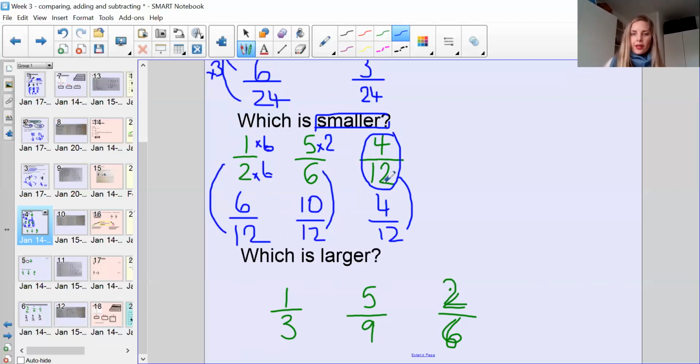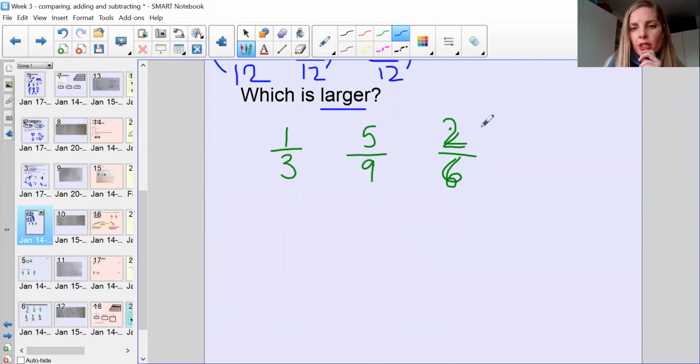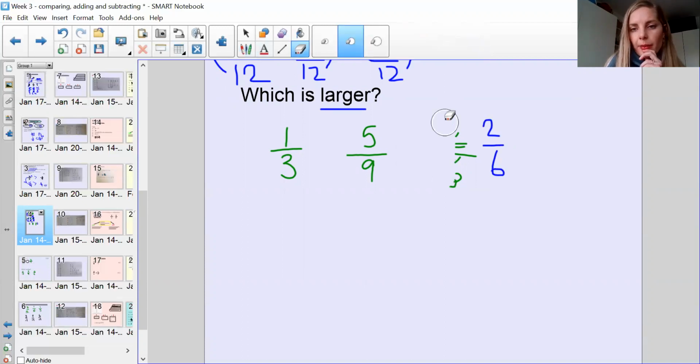Okay, sorry about that. Right, see if you can do this one on your own now. I want to know which one is larger. Let me just make that a bit neater for you. That is meant to be 2 6. Don't know what happened there. Right, so use the steps.